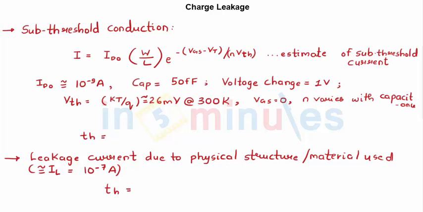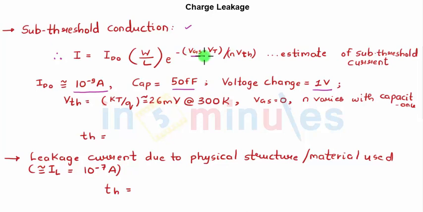So other leakage currents we have already seen in the previous clips. The subthreshold conduction current, or the subthreshold current, as an estimate is given by I equal to I_D0 into W by L into exponential function of minus (VGS minus VT) upon eta times VTH. Now the ideal value of I_D0 is 10 raised to minus 9 amperes. Let's assume the same value of capacitor as 50 femtofarad. Voltage change as 1 volt.